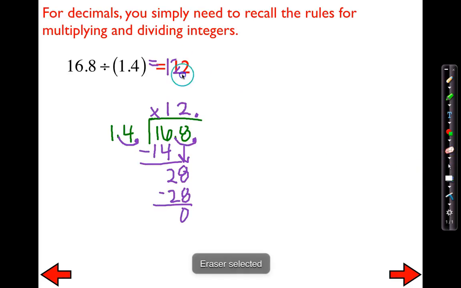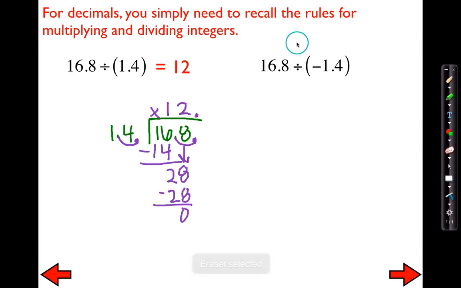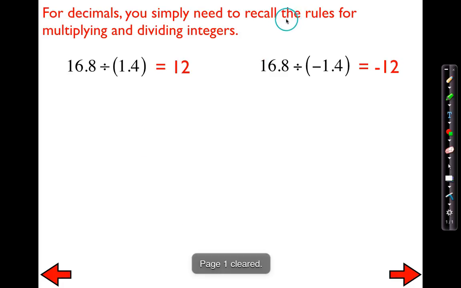What if instead I said, what if it was 16 8/10 divided by a -1 4/10? Then my answer definitely has to be a negative because a positive divided by a negative is a negative. Since we already did the division, the only difference is now it's a -12 instead of a +12. And I can prove it to you. A -12 times a -1 4/10 would give me a +16 8/10. So let's practice one more problem.